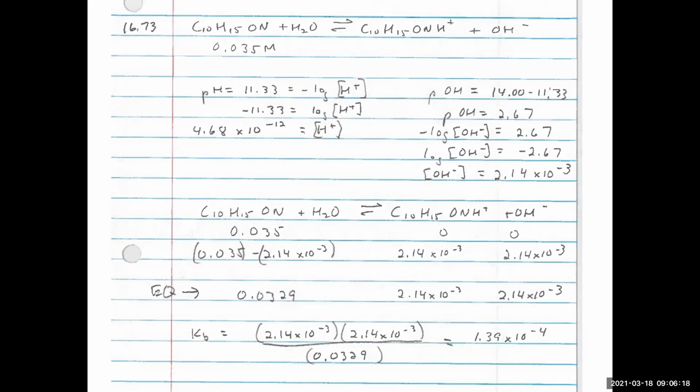So I can solve for pOH, 14 minus 11.33 tells me the pOH is 2.67. I can go backwards through that to calculate out my hydroxide concentration from that, similar to what I just did for the hydrogen ion concentration. And I get 2.14 times 10 to the minus 3.